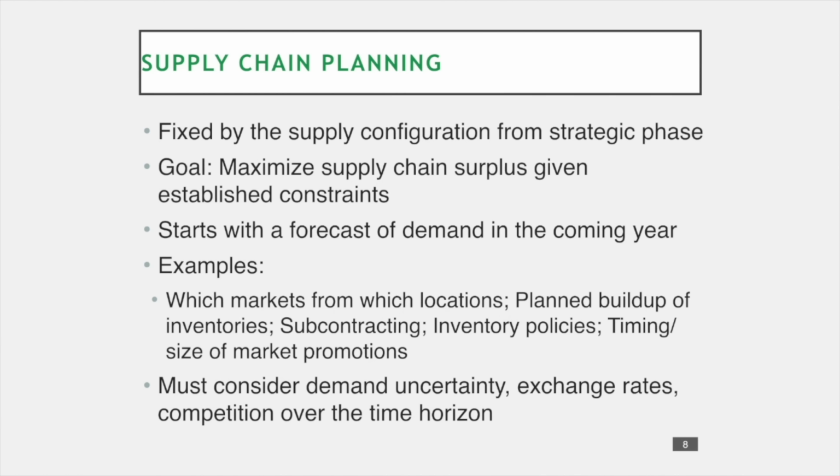Usually the planning phase starts with a forecast of demand in the coming year, and some typical examples of decisions at this stage involve which markets will be served and from which locations, how the buildup of inventories is planned, whether a process will be subcontracted or done in-house, and what the inventory policies will be.